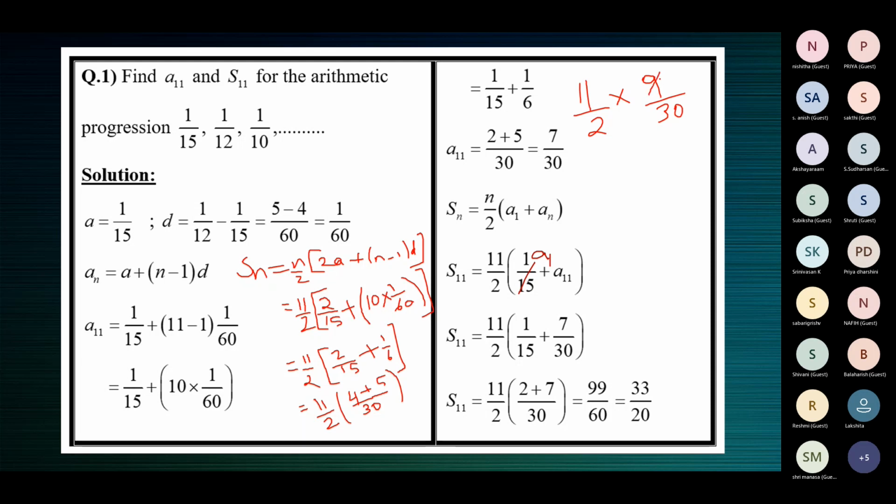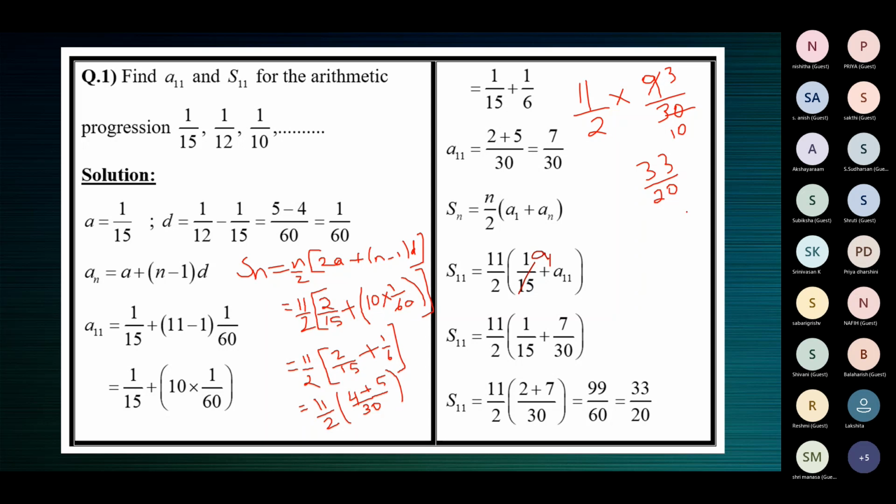So you can cancel, no? 3 3s are 9, 3 10s are 30. So 11 into 3 is 33, and 2 into 10 is 20. So you should get the same answer.